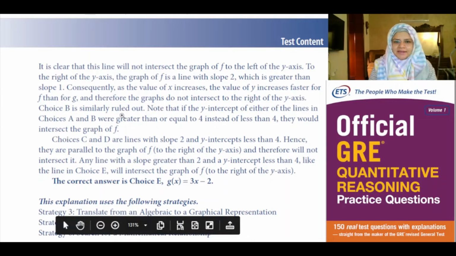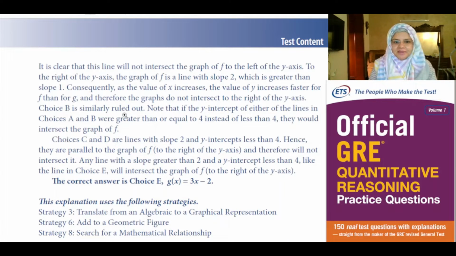Choice B is similarly ruled out. Note that if the y-intercept of either of the lines in choice A and B were greater than or equal to 4 instead of less than 4, they would intersect the graph of f.